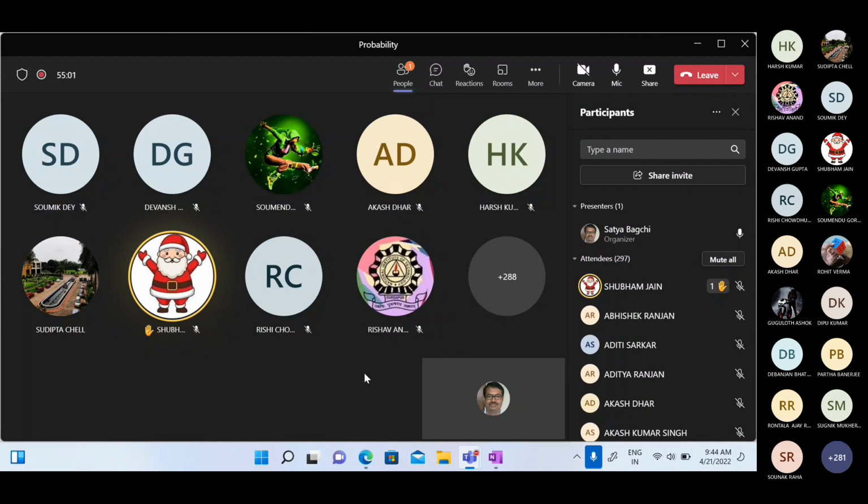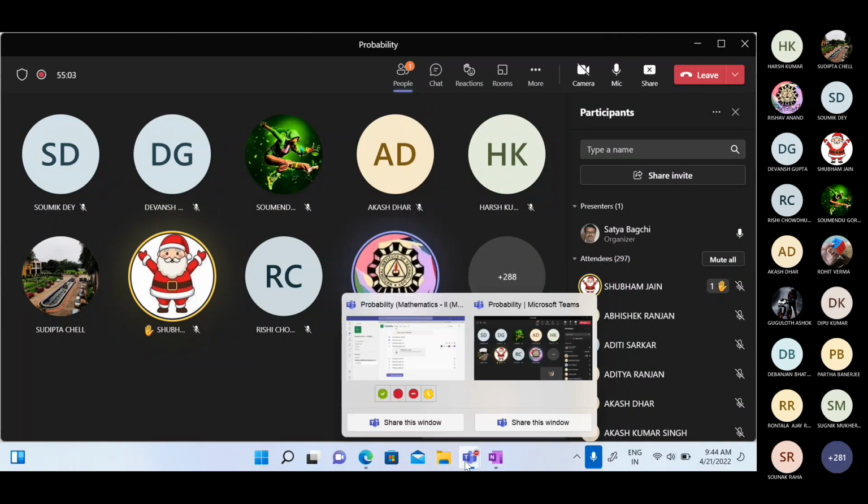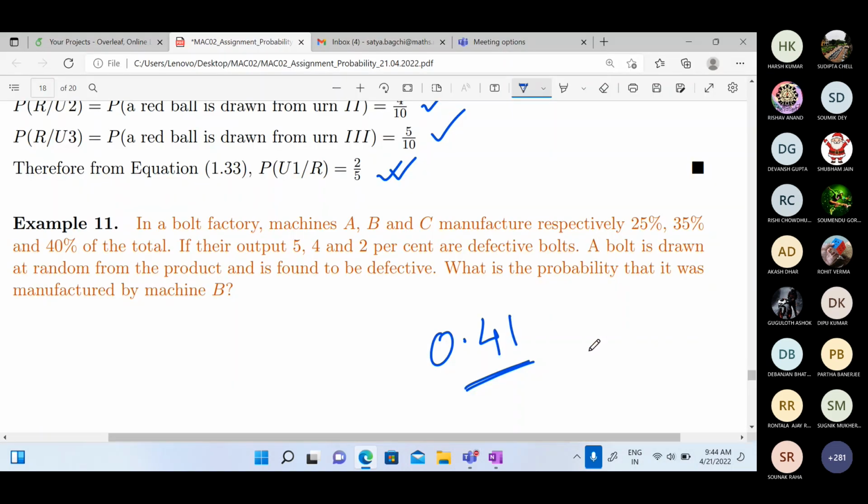Rishabh, explain why the answer is this, or how do you solve this one? So 7 by 20 multiplied by 1 by 25 divided by 1 by 80 plus 7 by 500 plus 4 by 500.